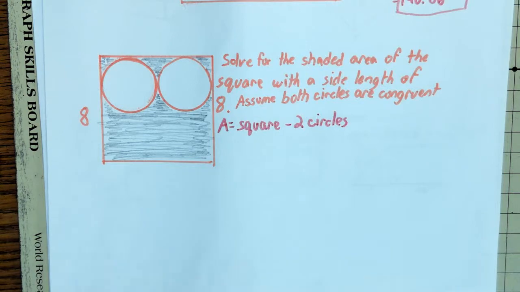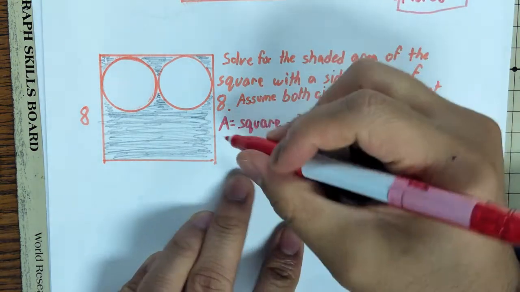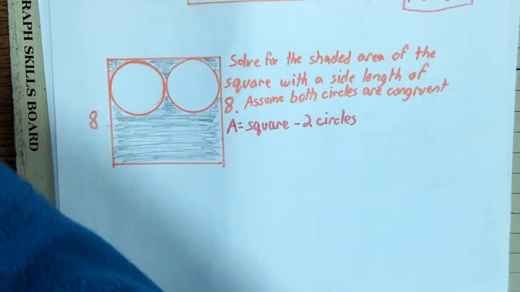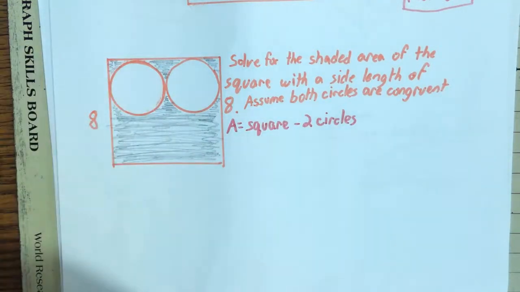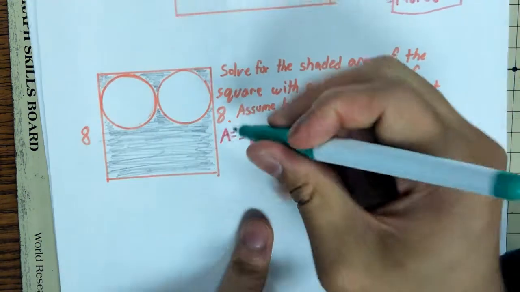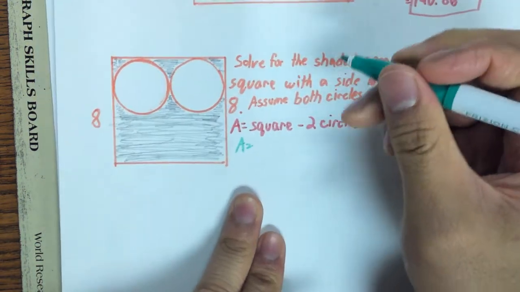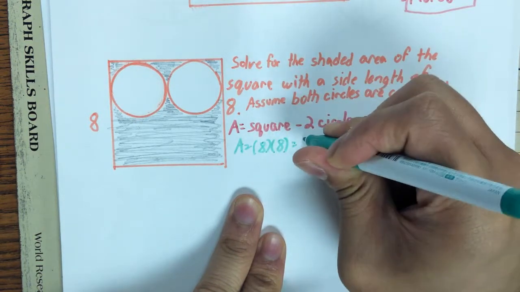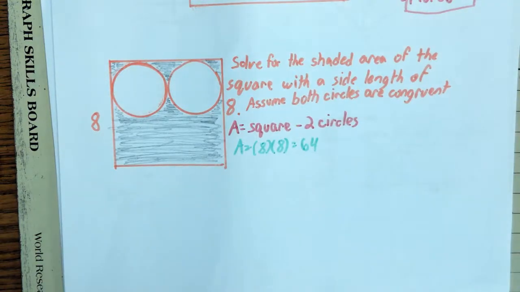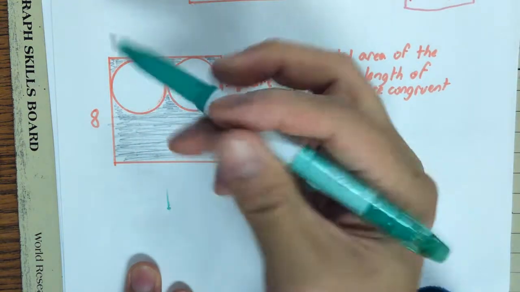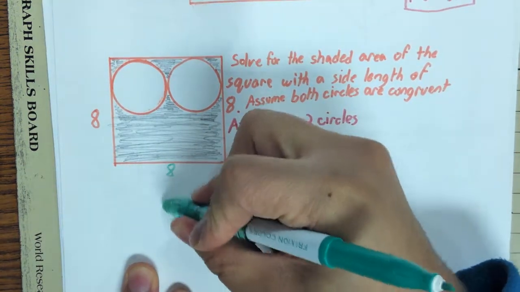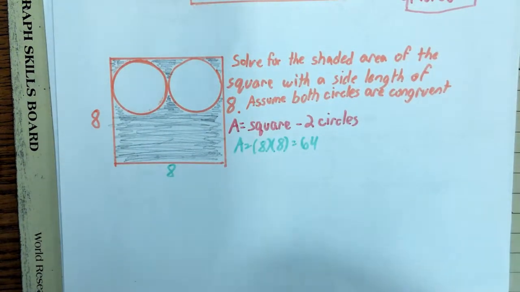So let's go ahead and look at area of the square. Right, my square equals base times height, 8 times 8, 64. For my square, I know this side's 8, and because it is a square, that means this side's also 8, so 8 times 8 gives me 64. Alright, so now let's take a look at the circle.